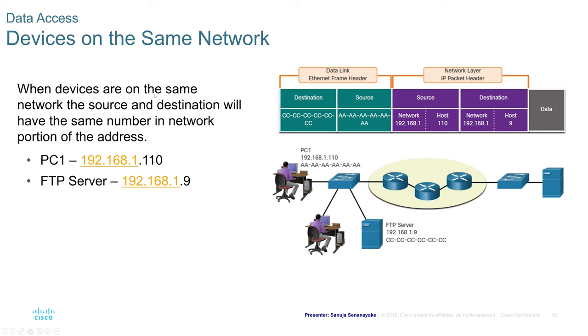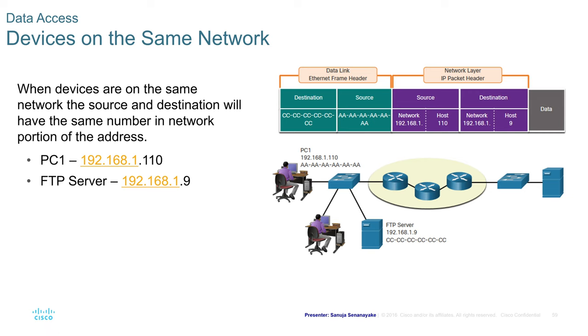Devices on the same network will have different IP addresses and different MAC addresses, for example. When the devices are on the same network, the source address and the destination will have the same number in the network portion of the address, but a different last octet. For example, this PC1 will have 192.168.1, and the FTP server will also have 192.168.1. But the last octet on the PC is 110 and on the FTP server it is 9. Some of you may have questions about why I use the term octet. We will talk about IP addressing, IPv4 addressing, and subnetting in a different video. But just remember, these are all octets. In this video, we will describe some of the IPv4 configuration. But for now, in the same network, the first couple of octets, like the first three, will be the same, and the last one will be different.